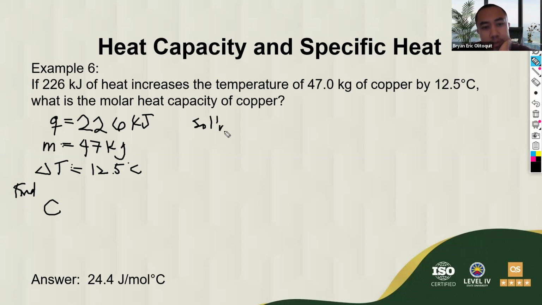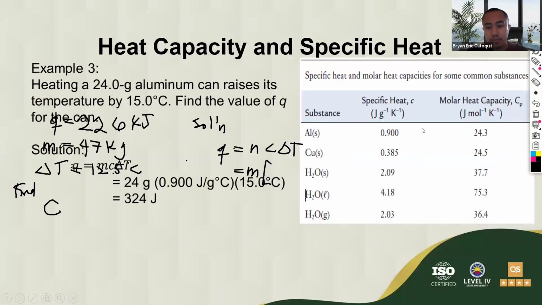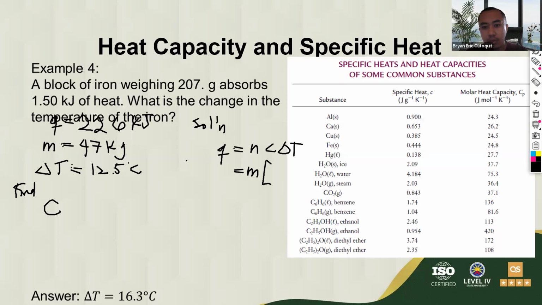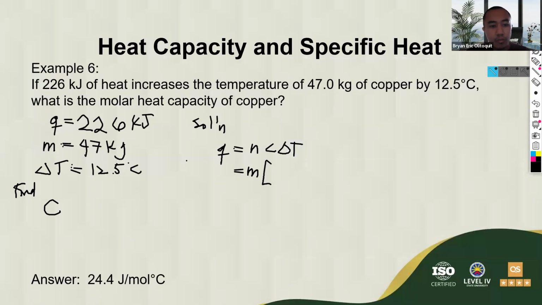In order to solve this problem, in the solution, we go back to our equation Q equals n C delta T, wherein n can be obtained by multiplying the mass by the molar mass of copper. So, let's see if something is already given here. There is a given 24.5, which is the molar heat capacity of copper. But the process is not known to us, so let me first find the molar mass of copper.